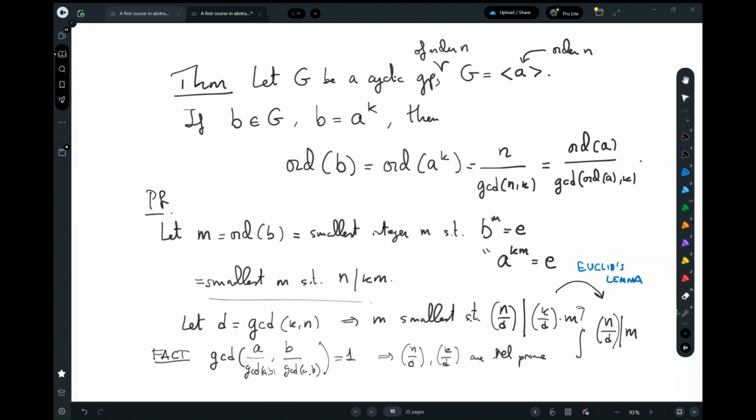So the smallest integer that works will be precisely when M is exactly N over D. But what is N over D is what we wanted, which is N, the order of A, and D is the GCD of K and N. So this is a proof of what we wanted.